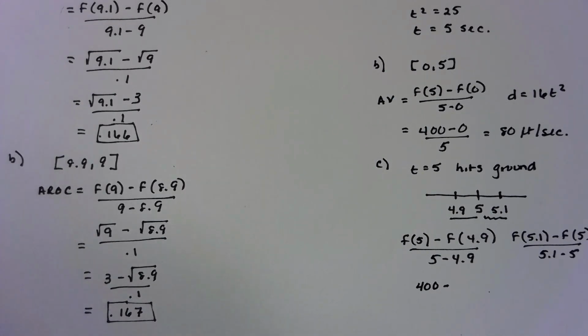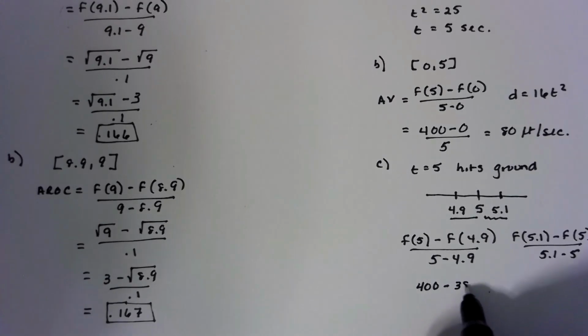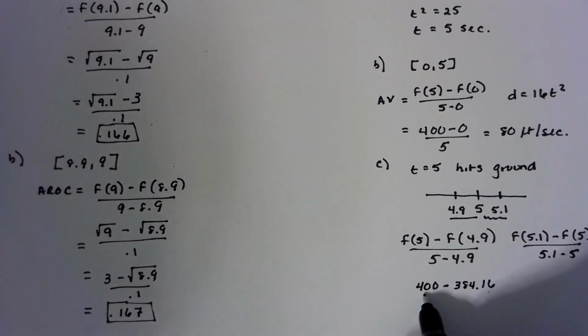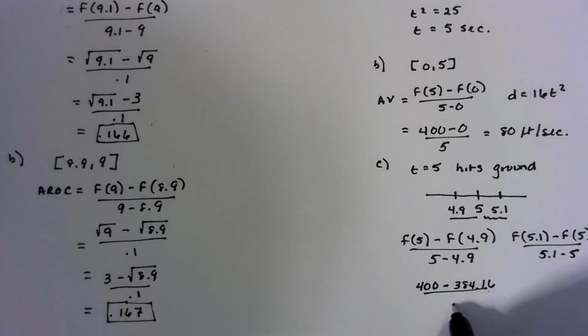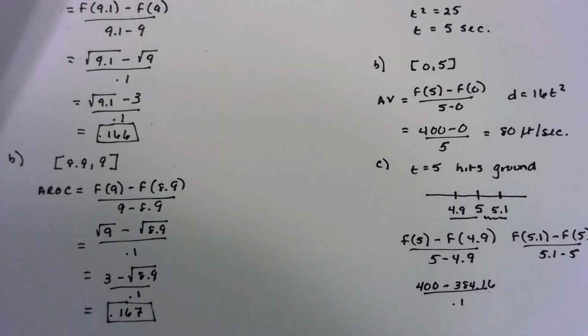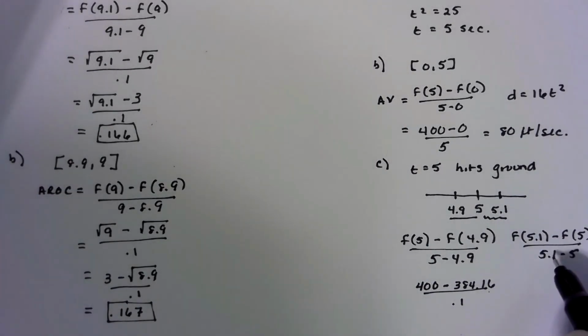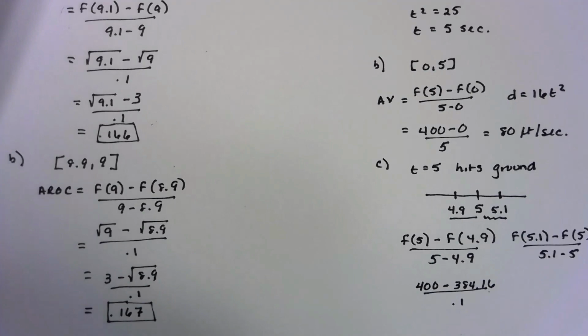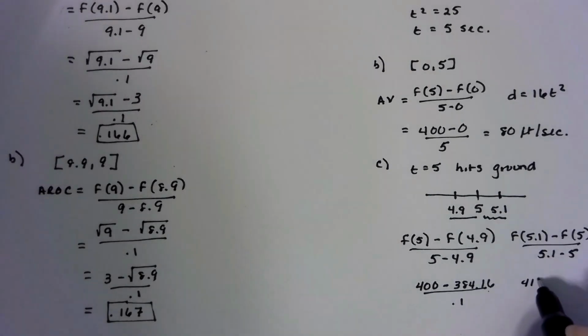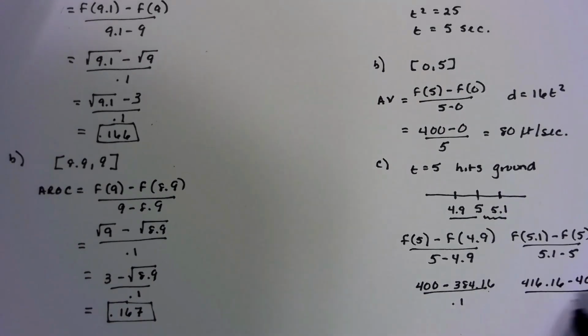Oops, 4.9 squared times 16. So that's like 384.16 divided by 0.1, right? 5 minus 4.9. And over here on this side, I've got to do f of 5.1. So 16 times 5.1 squared is like 416.16 minus 400, again over 0.1.